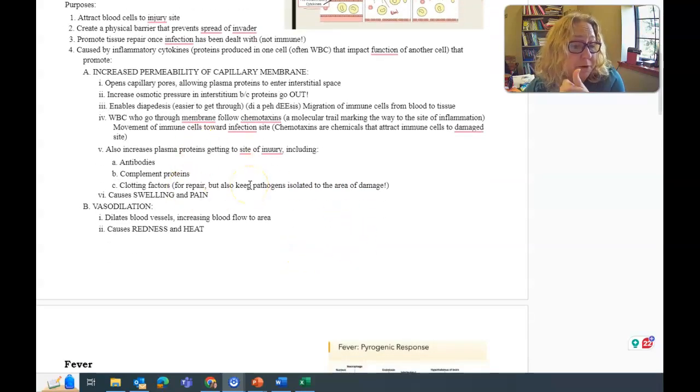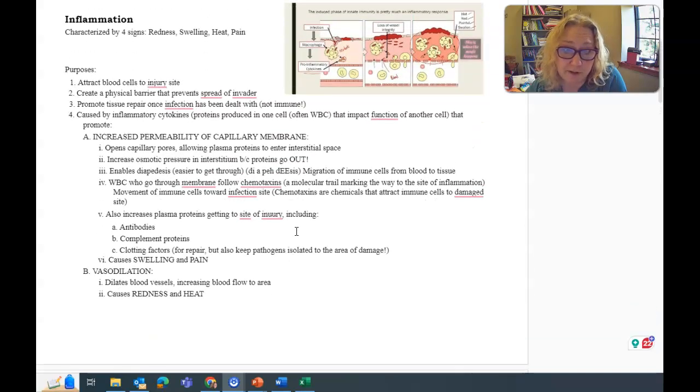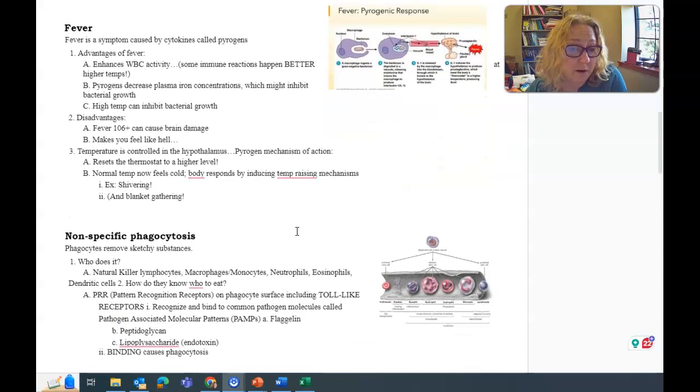Also increases plasma proteins. You get antibodies at this site. You get complement proteins at this site. You get clotting factors at this site in case you're oozing blood. And this causes swelling and pain. Yeah? Vasodilation causes the red, the heat, the swelling and the pain. Do we know how to do that? Everybody's good with it? Okay.